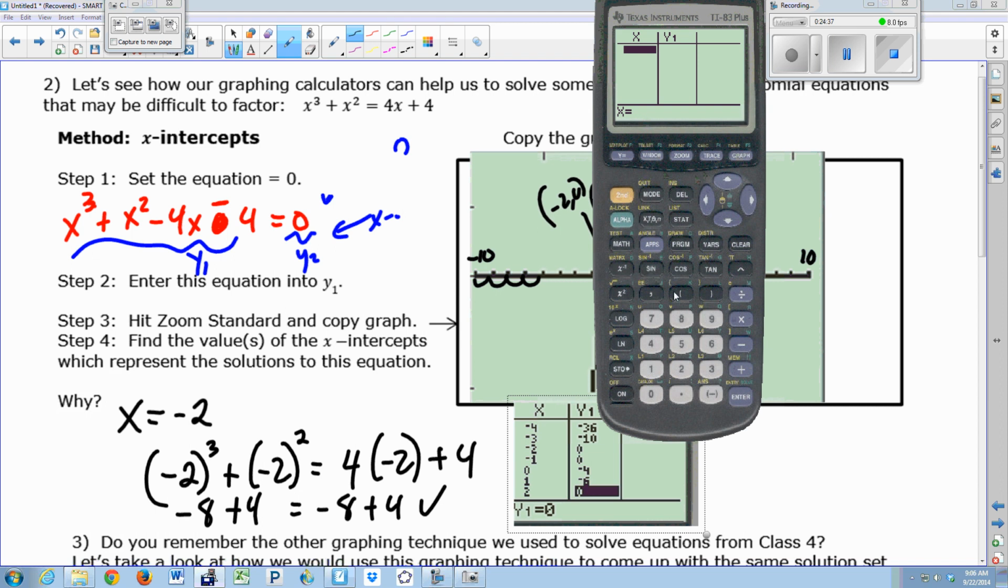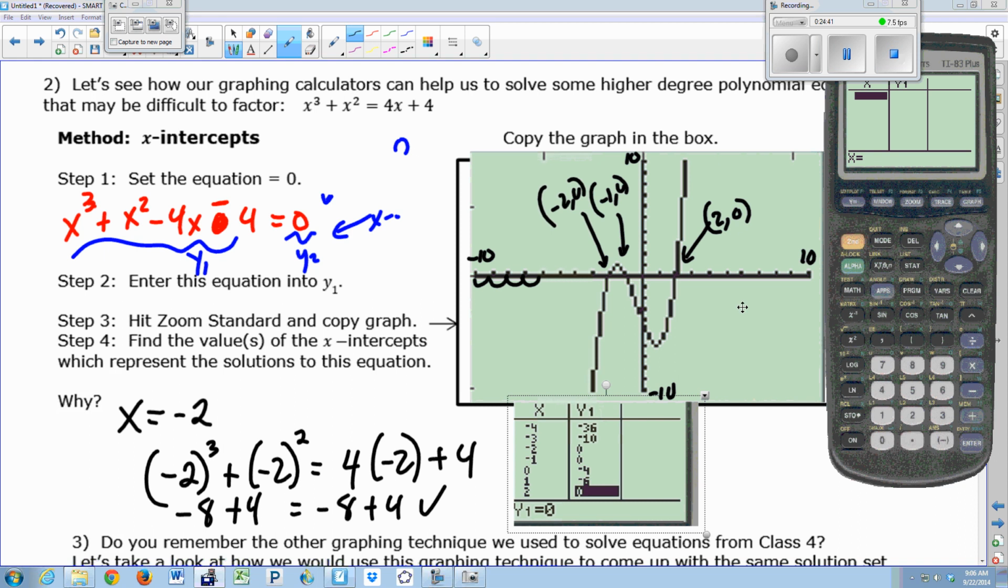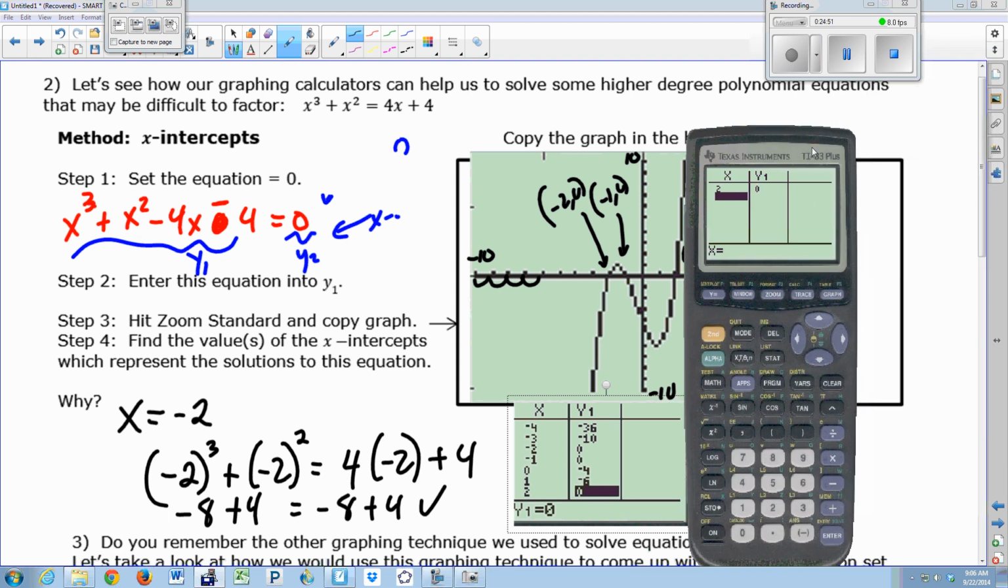So let's try 2, because that looks like the other x-intercept. But it could be 2.0009. So let's just say x is 2. What's y? 0. Okay, so that's how you verify. All right.